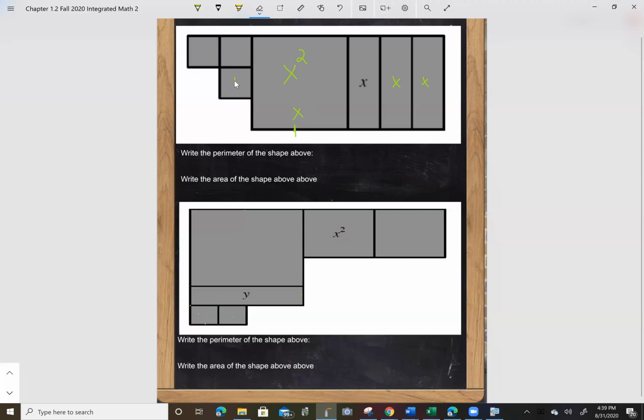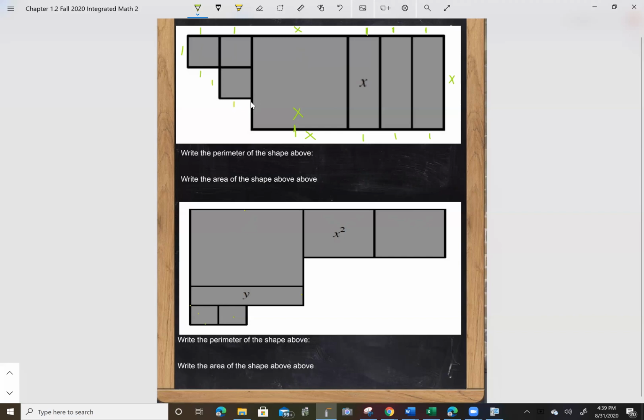Now the perimeter, which is a little bit harder, is I'm going to erase all the areas because we don't need them. We just need the outsides for the perimeter. So we have from here to here is x, from here to here is 1, another 1, another 1, an x, because that's how long that is. Then a 1, a 1, a 1, another x, and a string of 1s.